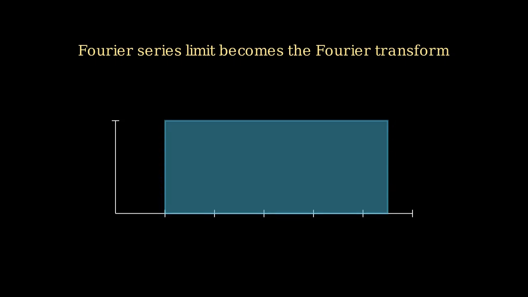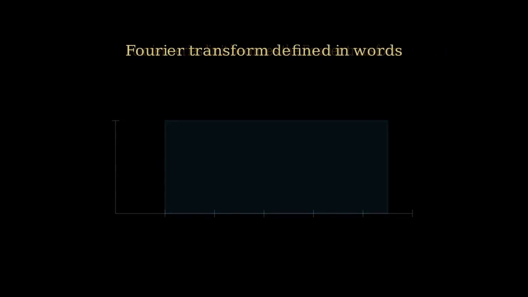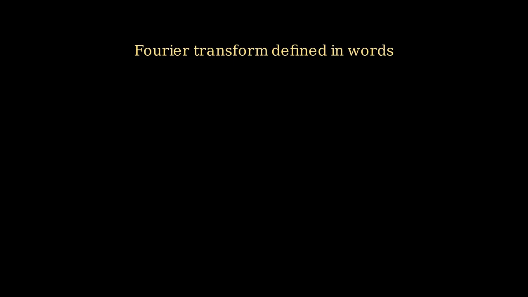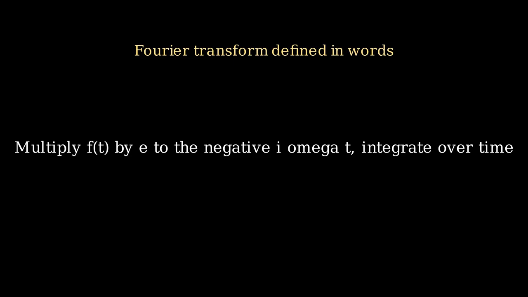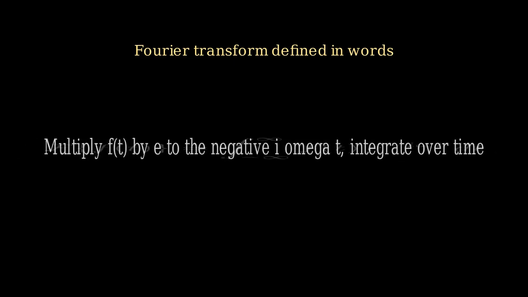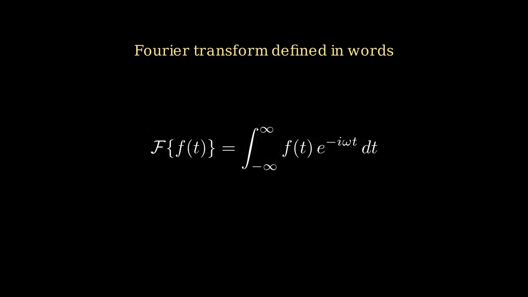the Fourier transform. The Fourier transform of a function, f of t, is defined in words as follows. Take the function f of t, multiply it by e to the power of negative i omega t, and integrate this product over all time. In symbols, this is written as the Fourier transform of f of t equals the integral from negative infinity to infinity of f of t times e to the power of negative i omega t dt.